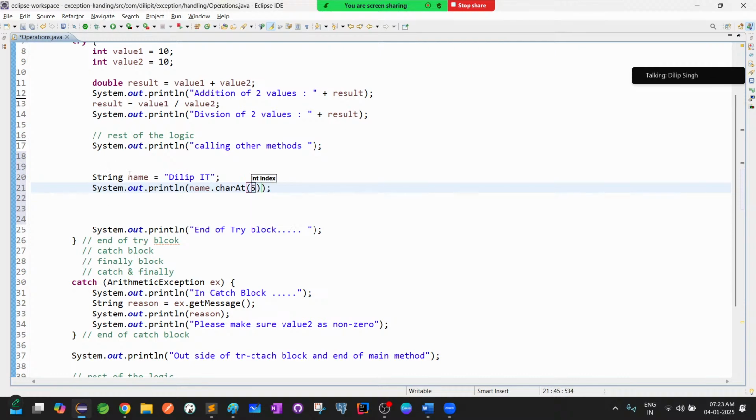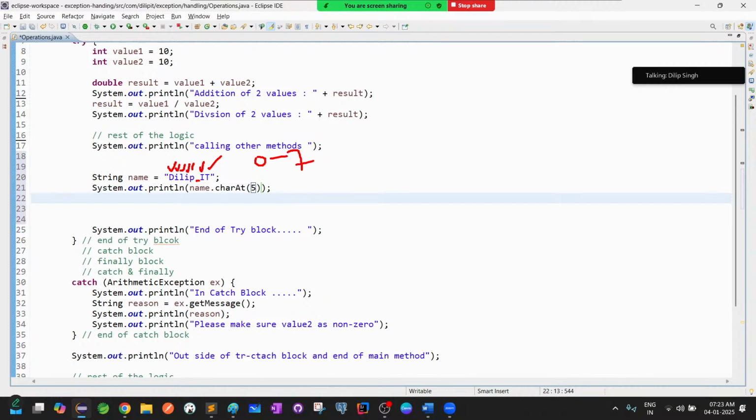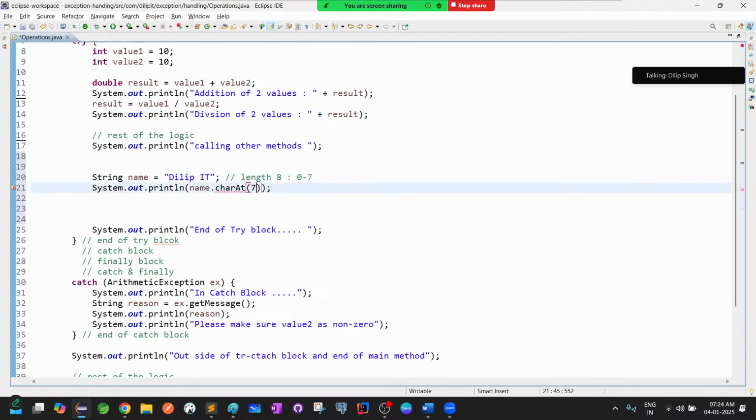So what is the point of index? You know that, right? It's all about 0 index: 0, 1, 2, 3, 4, 5 means empty, I mean space, 6, 7. So that means the index in this case is 0 to 7. You have maximum 0 to 7, so length is 8. So the moment I give until 7, there is no problem. You will get the T character. In this case, the T character will be printed.